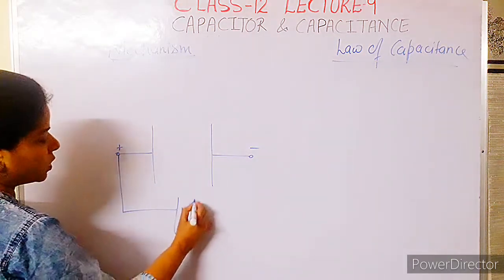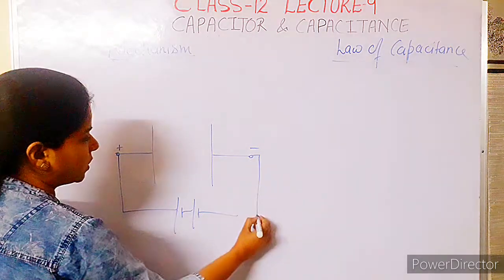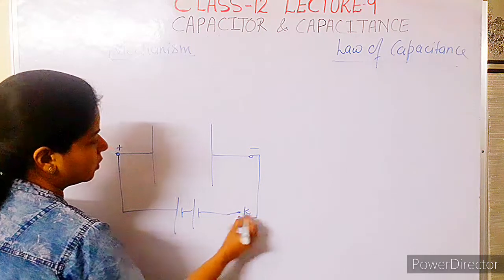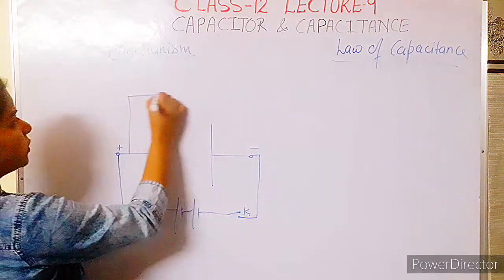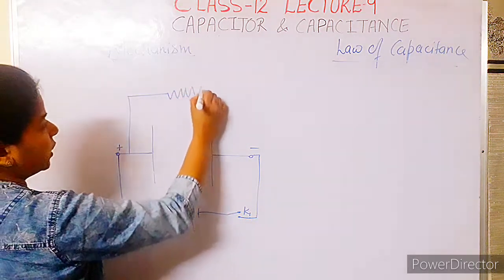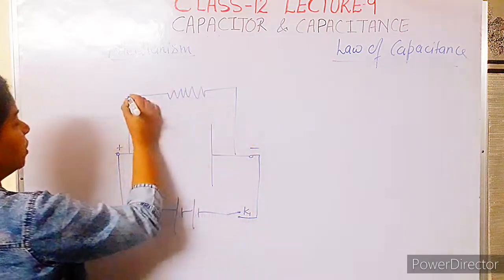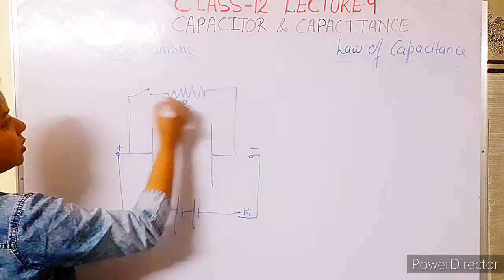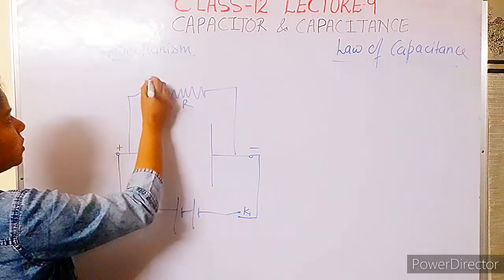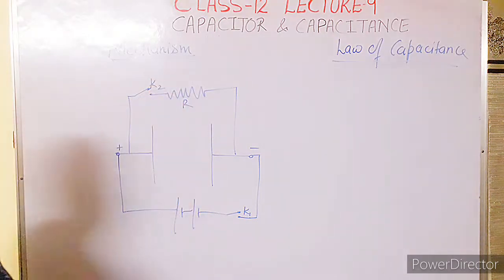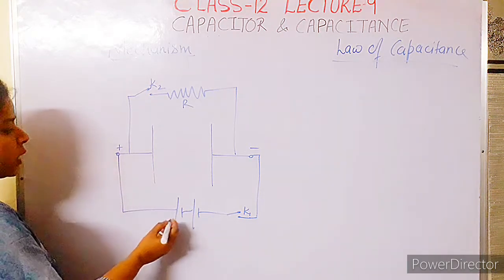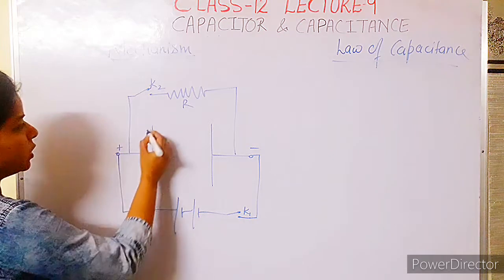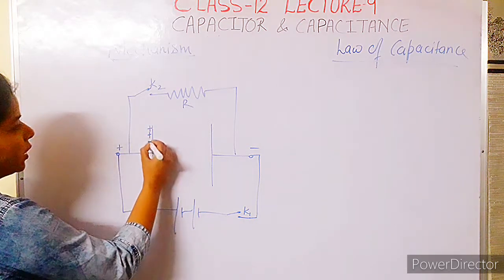That means what? A source supply is provided to this capacitor. I am drawing here a key, that is the source key K1. And now I have connected that capacitor with one more device, that is the resistor. This, you know, is the symbol of the resistor, and this is key K2. This one is the capacitor.